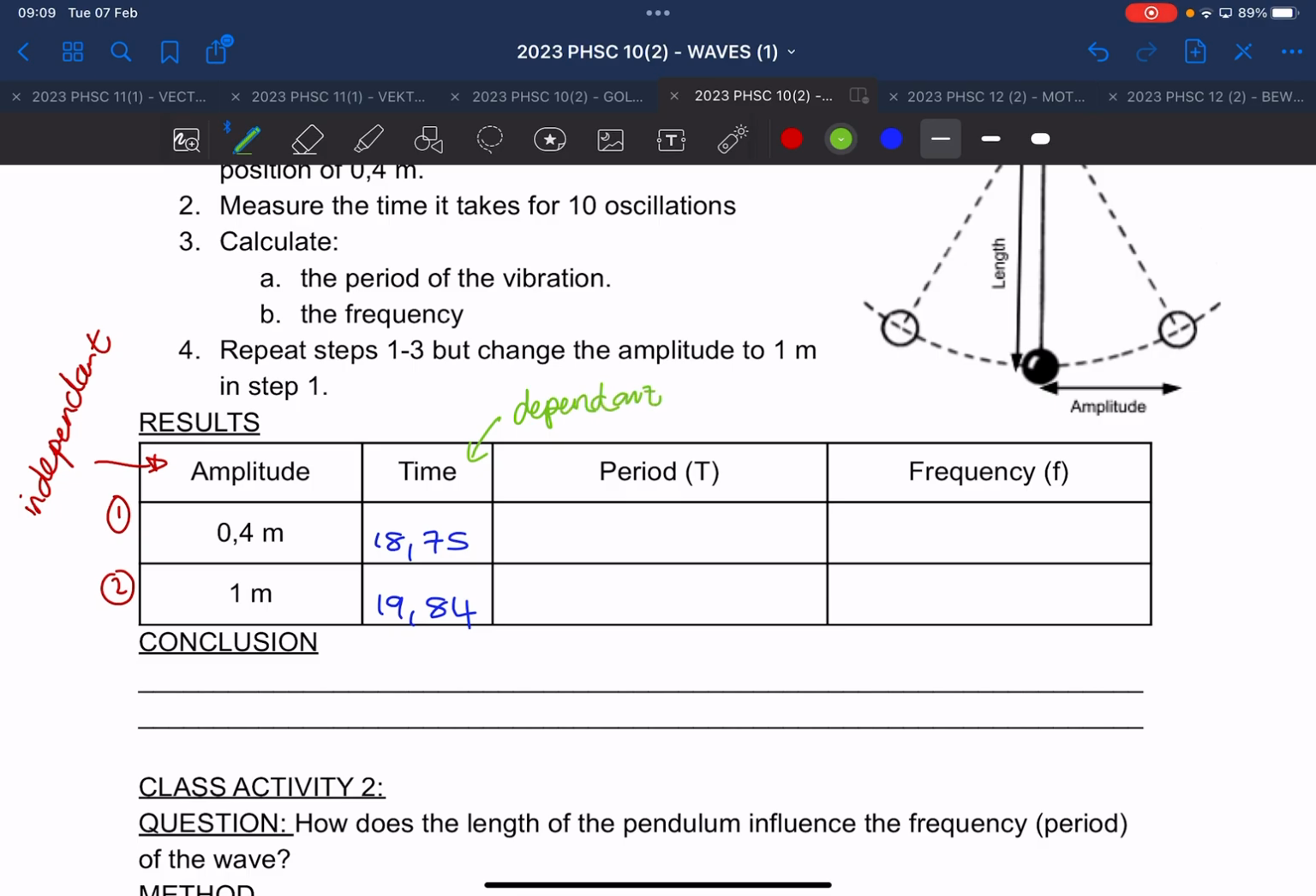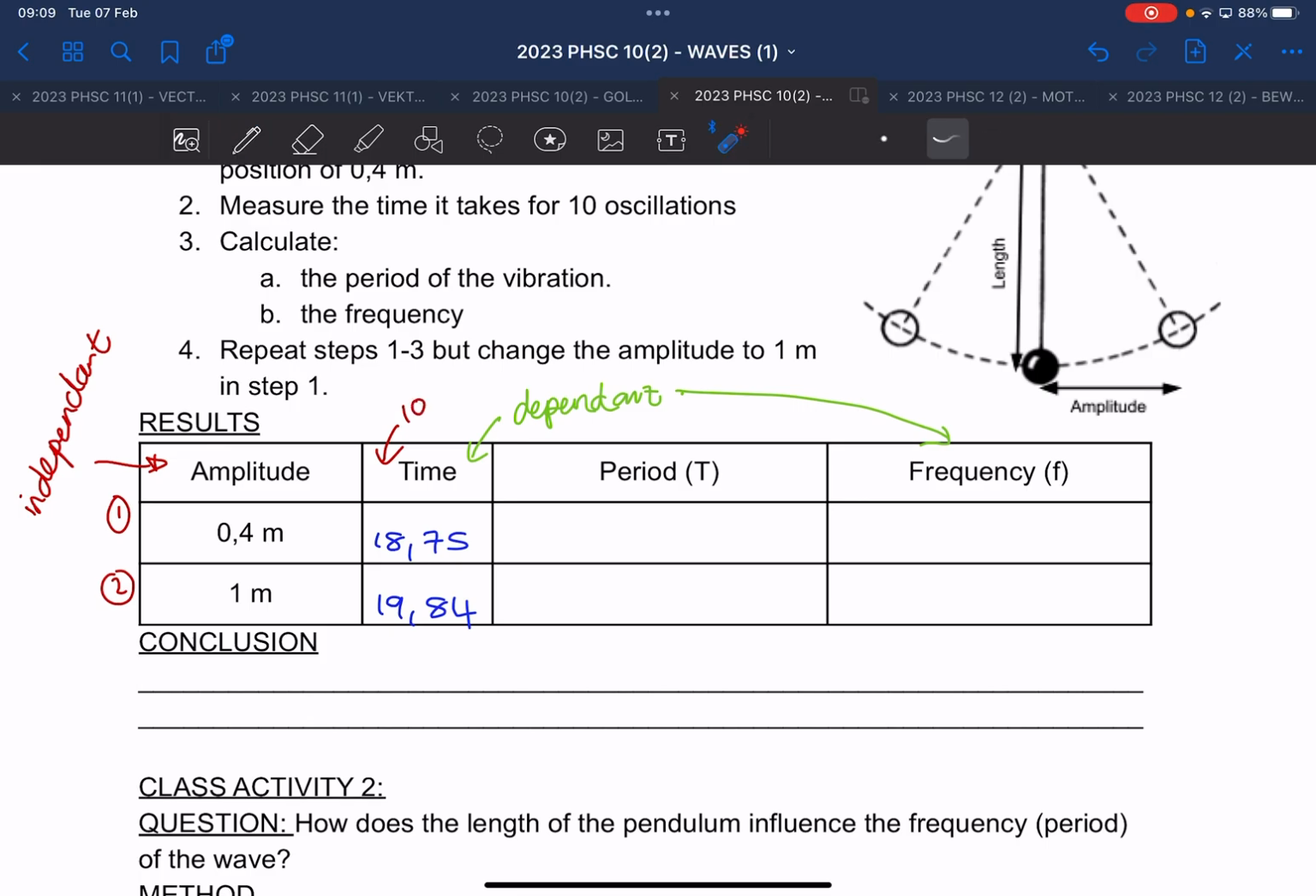Now in this experiment, the dependent variable, we measured the time, but it's also going to be the frequency. Okay, what we're going to calculate there at the end. It's also going to be the frequency. Alright, now that time there, anyway, was for how many oscillations? That was for 10 oscillations.